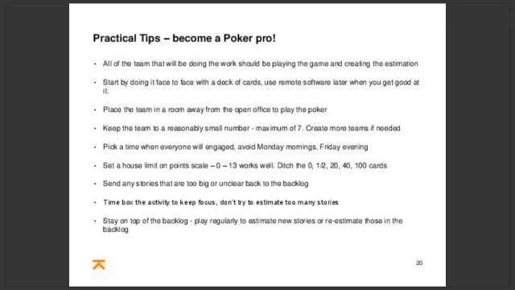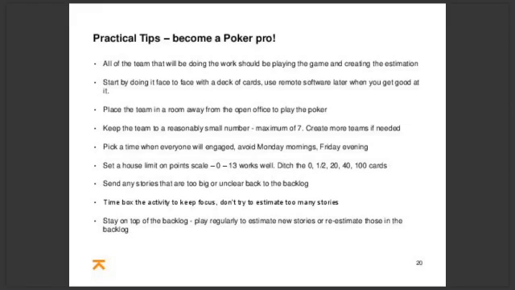I'll place the team away from the room, away from the open office and place them in a room. I'll keep it to a reasonably small number, so a maximum of 7. If your project's big and you need more people, then create more teams. I'll set a house limit on the point scale. We found that 0 to 13 works well. Ditch the lower cards and the higher cards. The higher cards tend to give you not such good outcomes because you get less specific about things.